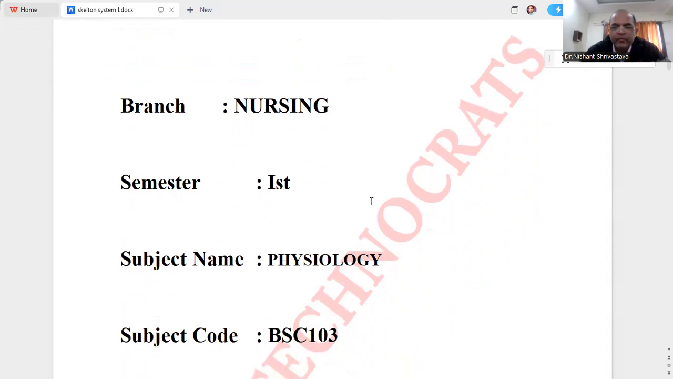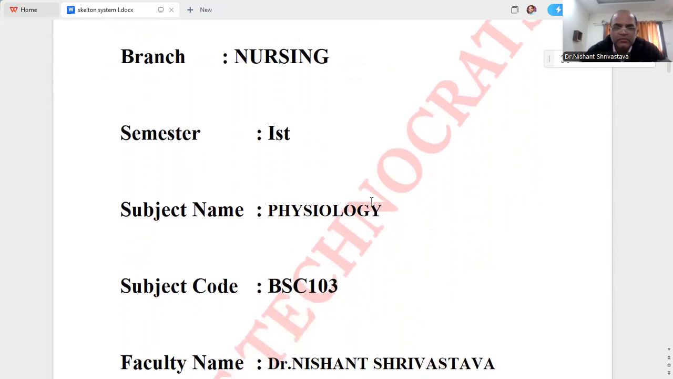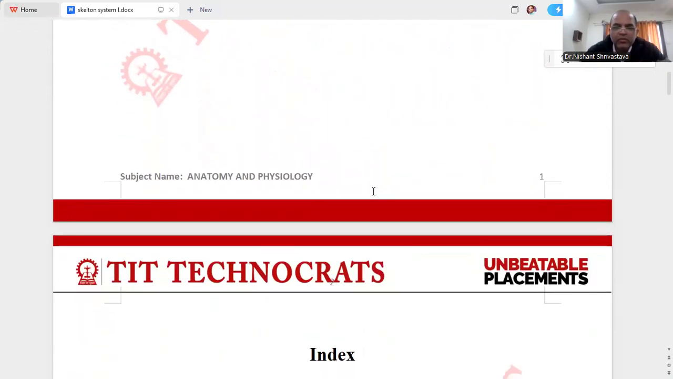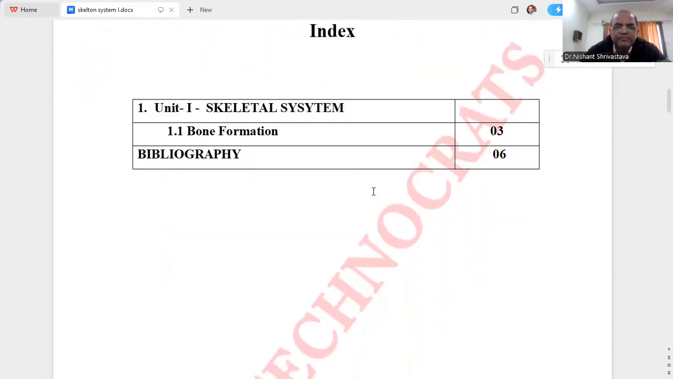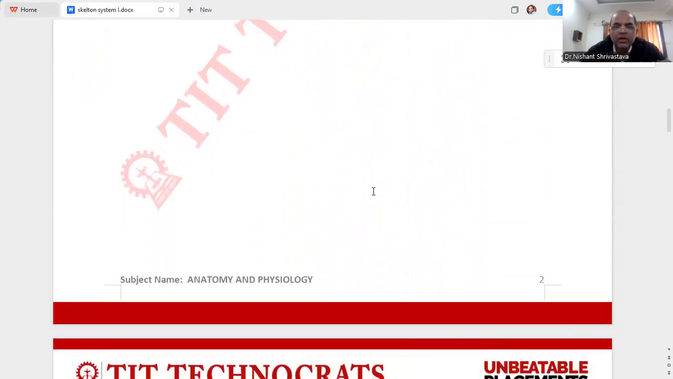Today we learn about the physiology of bone formation. It is a part of the skeleton system. So let's start.